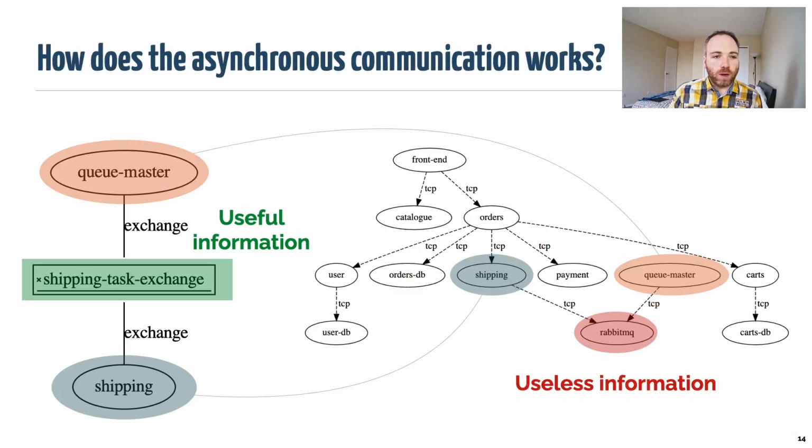Then, if we want to explore how the asynchronous communication works, this map doesn't help us, because it just states that there is a RabbitMQ node that communicates with shipping and queue master, but it's not really interesting for the developer. If we use the RabbitMQ probe I was describing before, then we can explore the shipping service and it will give us the information that this shipping system uses a queue named shipping task exchange. Then we can compose this probe's partial map result with our map to enrich and refine it, and replace this RabbitMQ node that was useless with something more useful based on the question we were trying to answer.